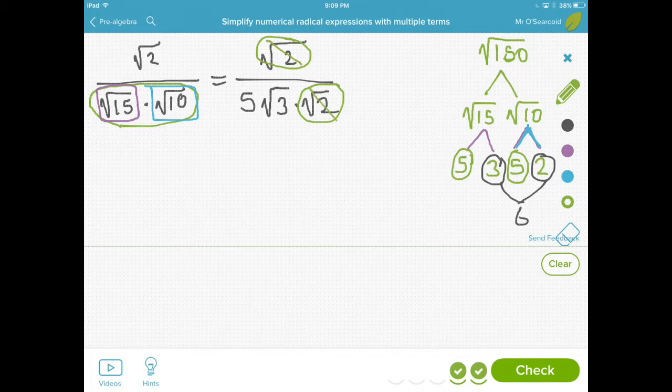Okay, so you end up with 1 on the top instead. The 1 you don't even show on the bottom. You now have 1 over 5 root 3.